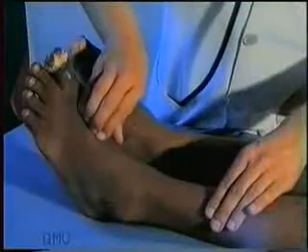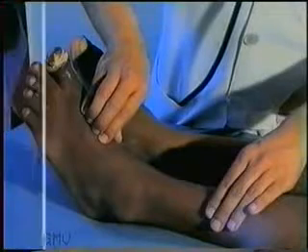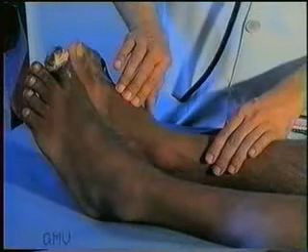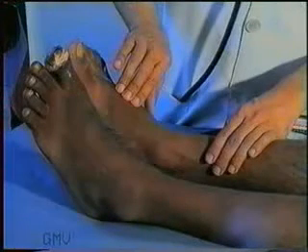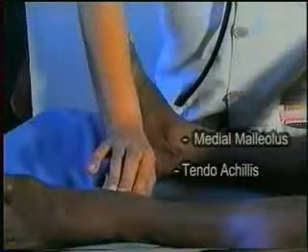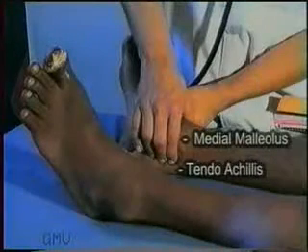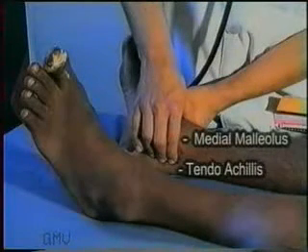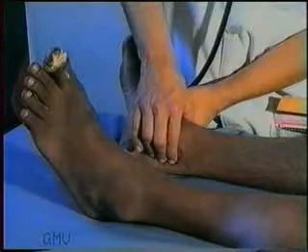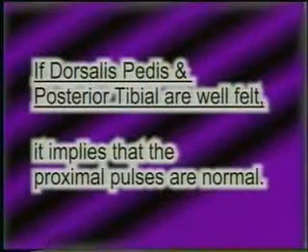Then palpate the dorsalis pedis artery at the proximal end of the first metatarsal space, just lateral to the tendon of extensor hallucis longus, against the navicular and middle cuneiform bones. Palpate the posterior tibial artery midway between medial malleolus and tendoachilles against the calcaneum, keeping the foot dorsiflexed and inverted. If dorsalis pedis and posterior tibial are well felt and normal, it implies that the proximal pulses are bound to be normal.